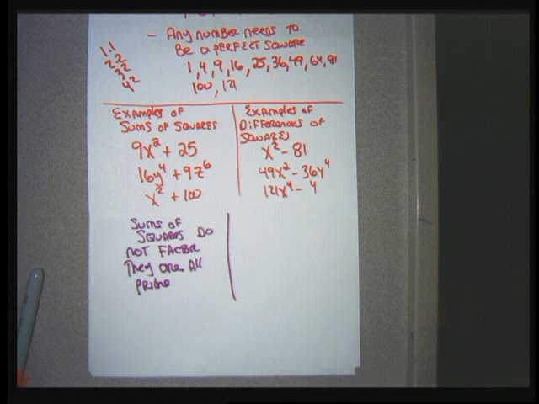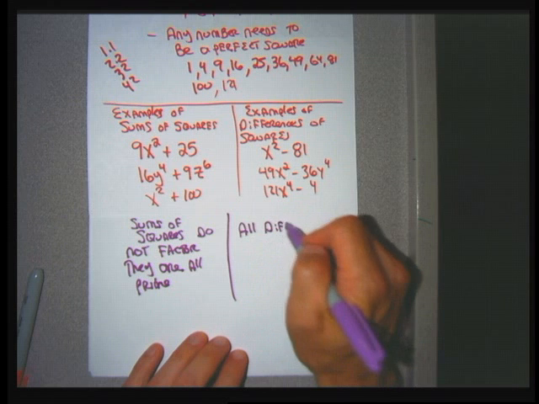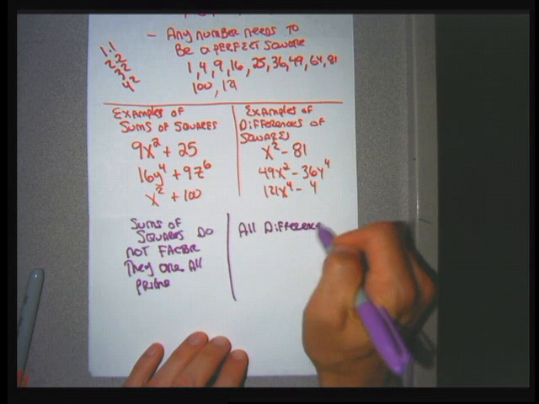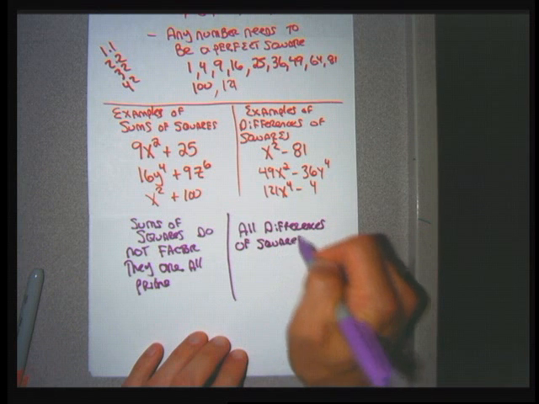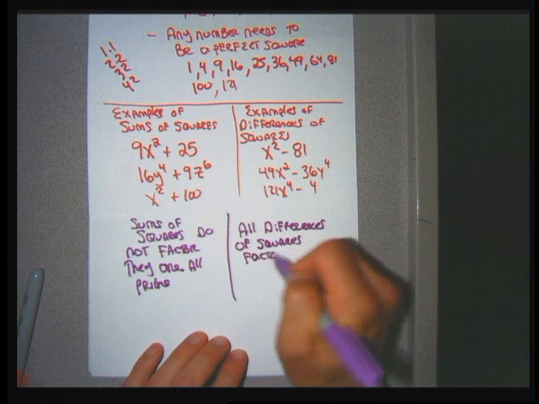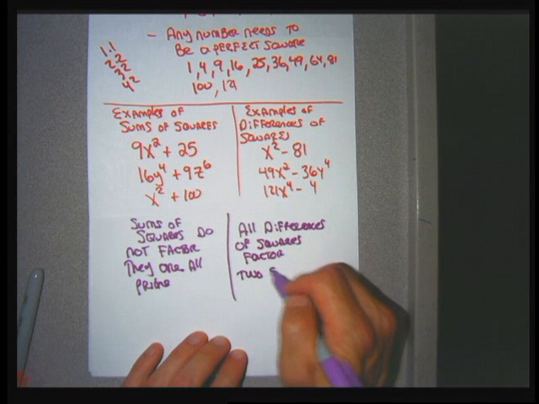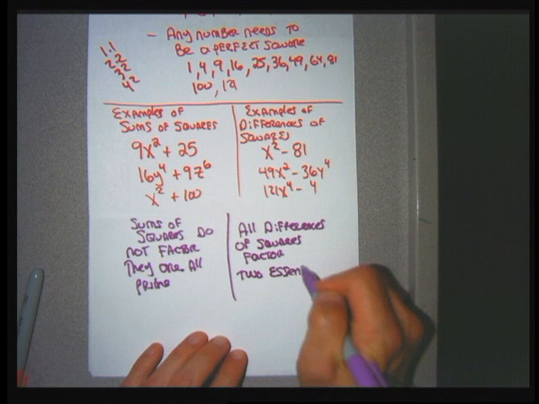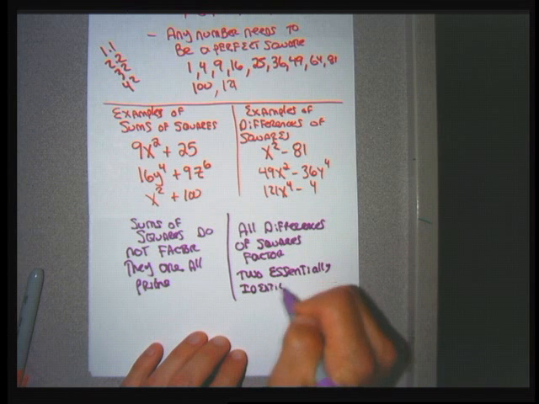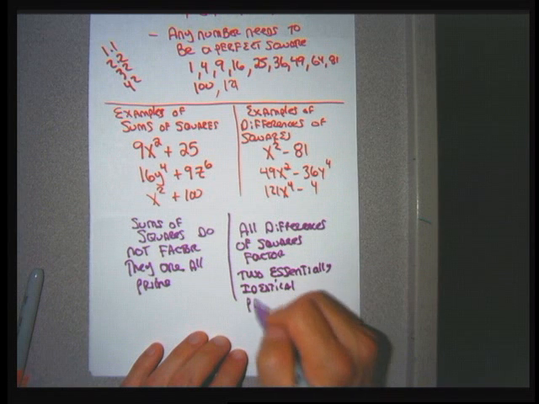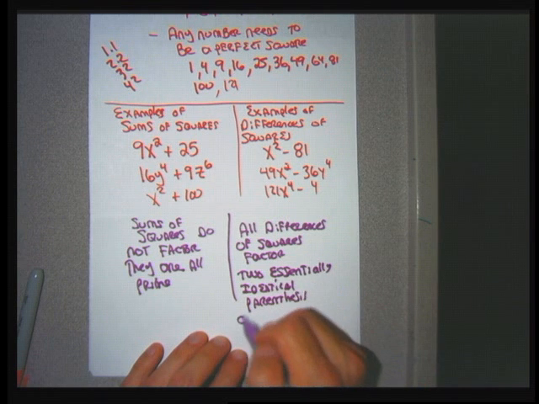Differences of squares all factor. All differences of squares factor. And you get two basically identical parentheses, except one has a plus sign and the other has a minus.